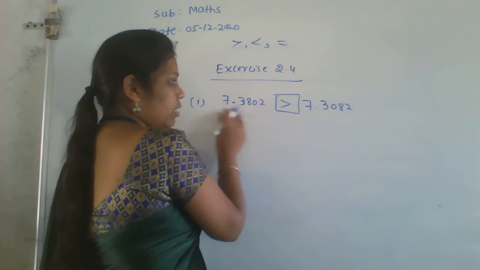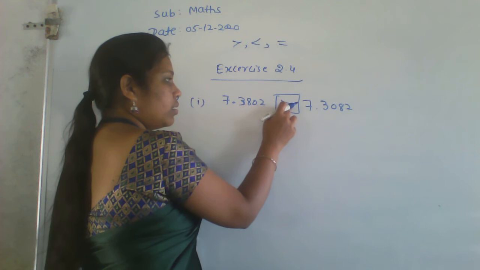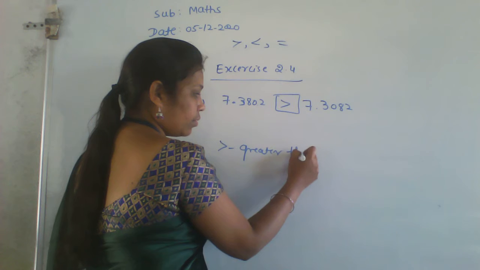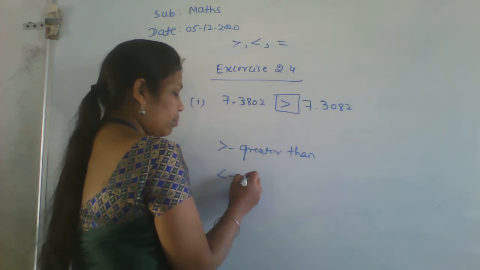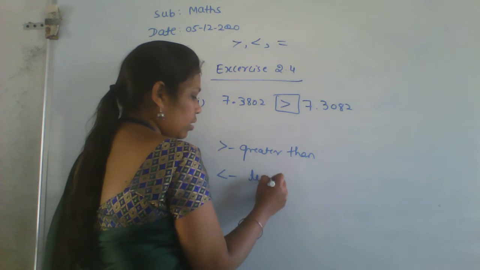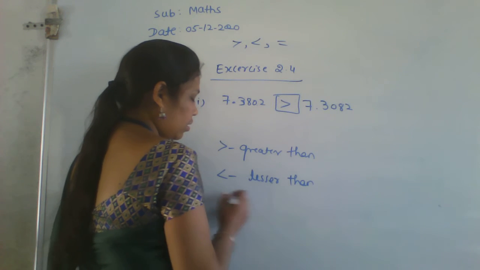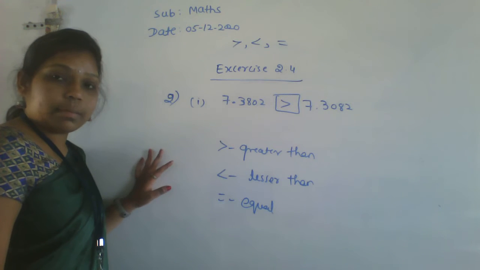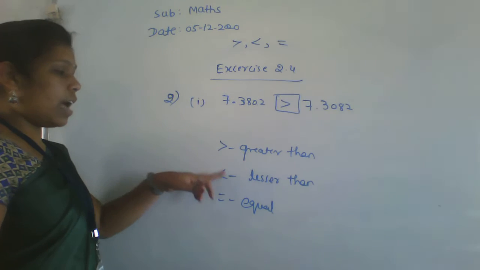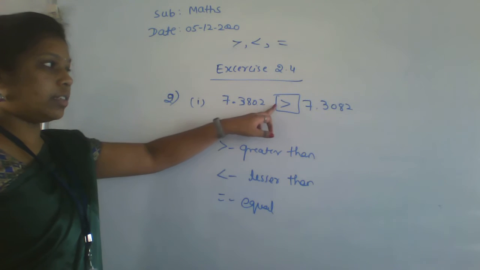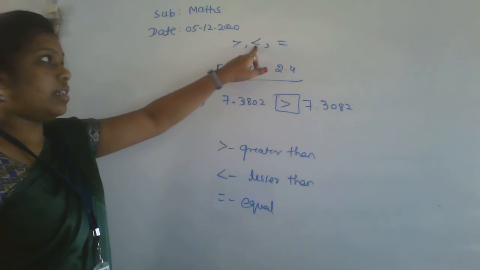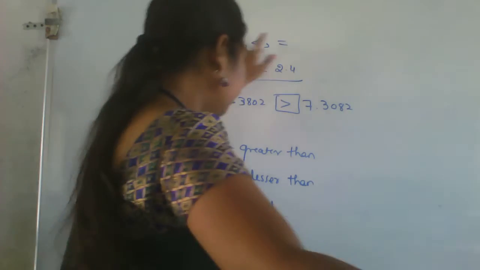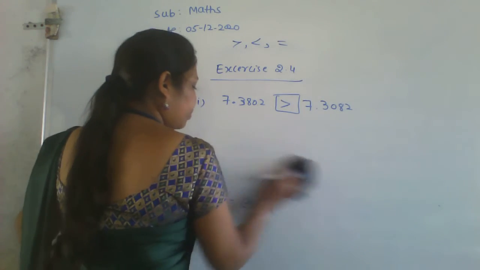Greater than, because this is a greater number. That's why we have to use this. This is called the greater than symbol. And this symbol is called the lesser than. This is equal. That is the meaning of these symbols: greater than, lesser than, equal. This is the greater than symbol. This is the lesser than symbol. This is the equal symbol. Getting idea? Okay, go for the next problem.